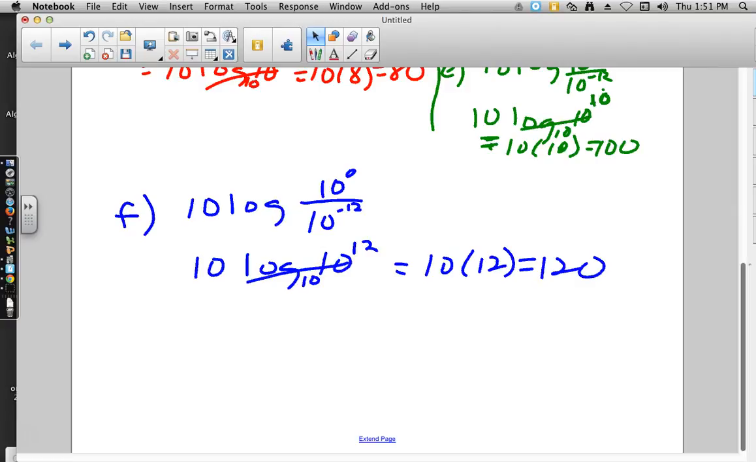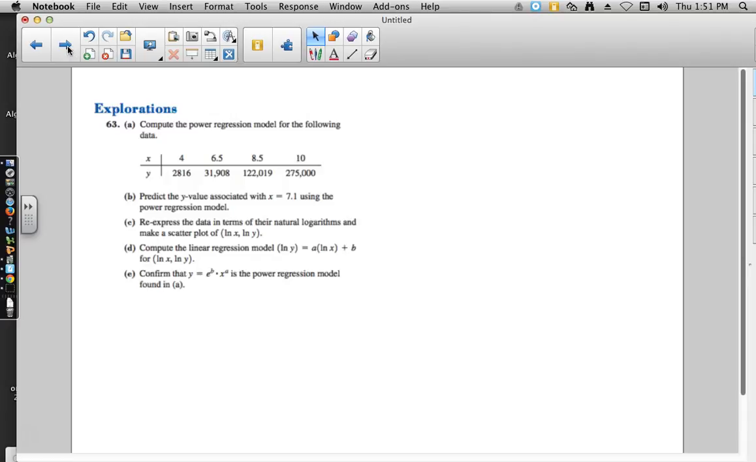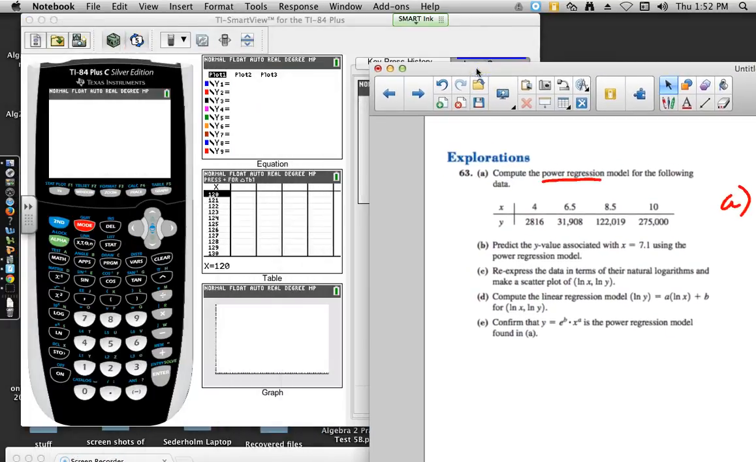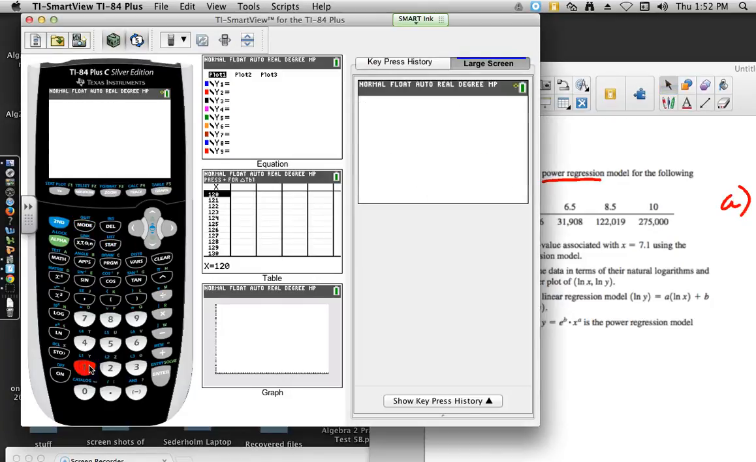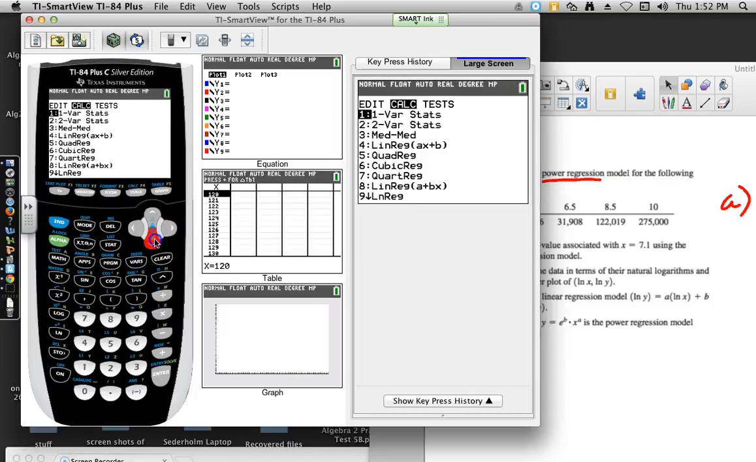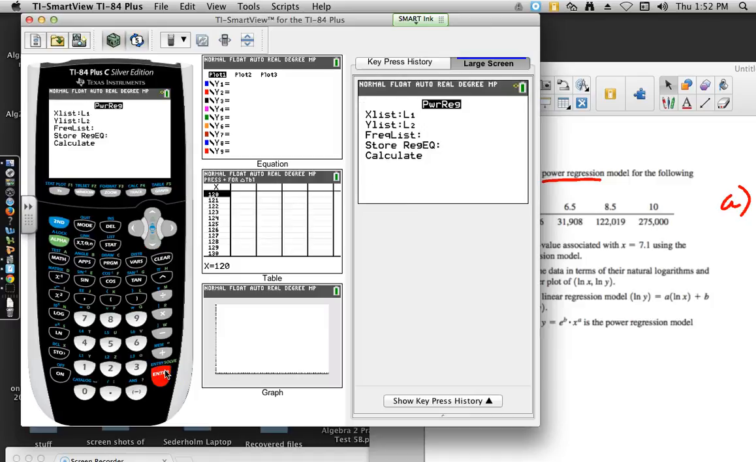That was number 51. Number 63 says we are to compute the power regression model for the following data. So pay attention to the fact that they're asking you to do power regression here. So I already have this data in the calculator. Stats, edit, already in there. So stats, calculate, and then we just need to go down and find power regression. And it's going to give us a model and everything that we need. So there's our power regression at A, enter.